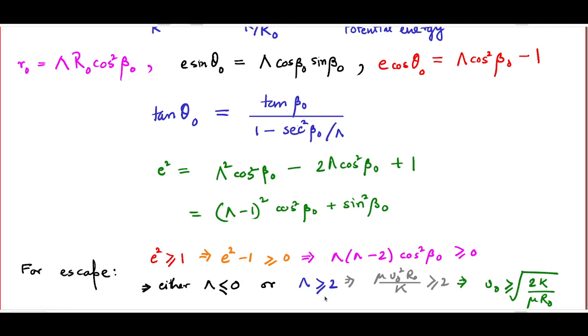Now, if you use the value for lambda that we have, this tells us that mu v0 square r0 over k, our capital lambda, is greater than or equal to 2, and this gives us the velocity that you need for an unbounded orbit to be bigger than or equal to this value, the so-called escape velocity from the Earth. It turns out to be root over twice k over mu r0. R0, remember, is not necessarily the radius of the Earth, but the distance from the center of the Earth to the point where the satellite went into free gravitational motion. That is, where the rockets have stopped burning.